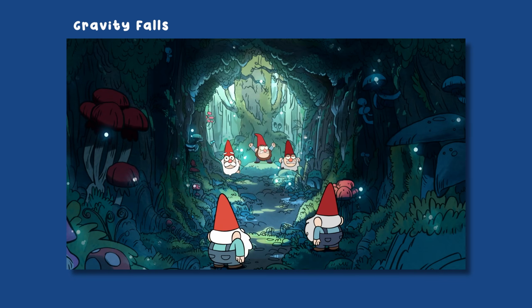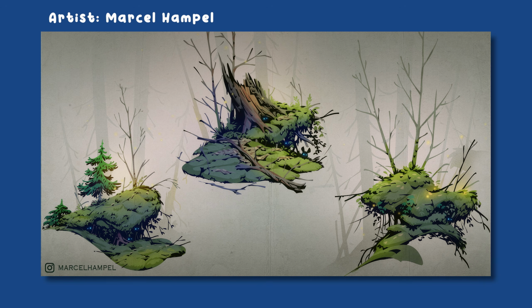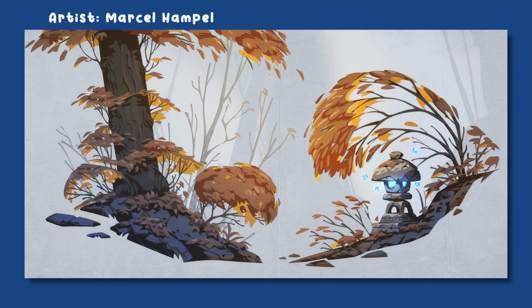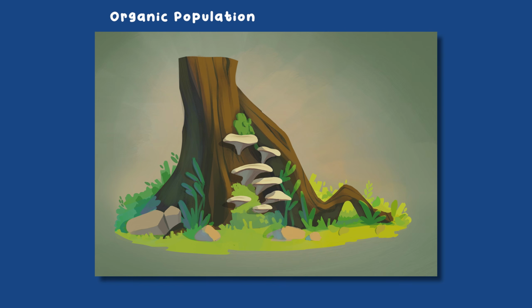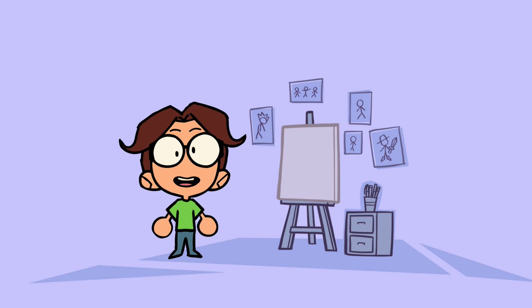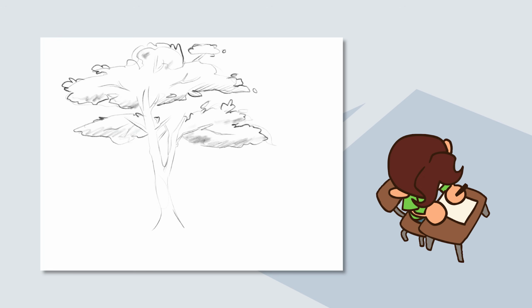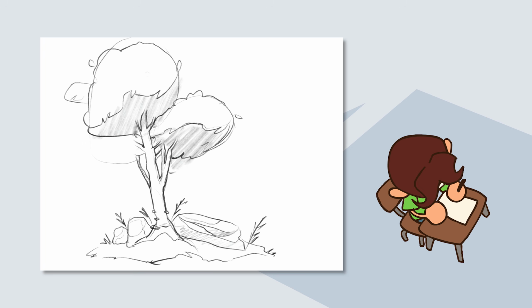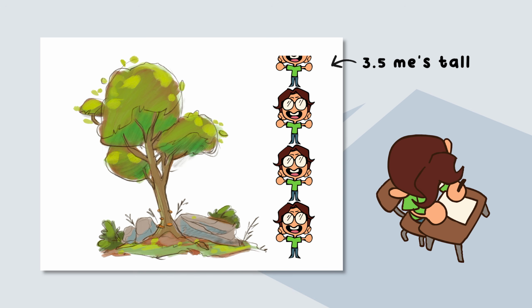You'd have to design all the plants and organic matter that populate the area. The work of Marcel Hampel is a really good example. Here's mine. We had to sketch out 4 of them. I even painted one of them, so here's that. This organic population exercise is also helpful because designing a tree by itself doesn't feel as useful as designing it in context. When you draw clusters of things, it gives you a better idea of the scale.